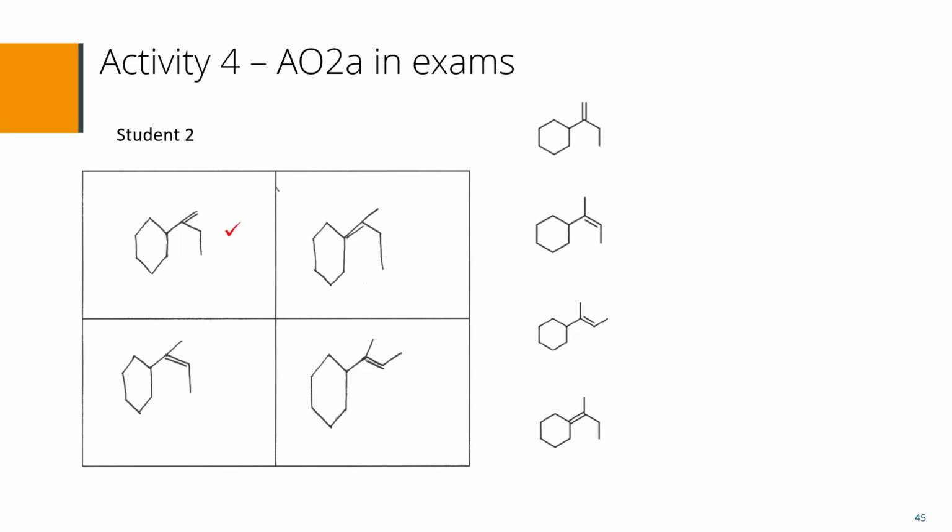Well, that one is correct. That one is correct. Ignore the incorrect bond angles there, as long as the structure is unambiguous, it's fine. That one's correct. And that one's correct. So this candidate scores 4 marks. I just leave you to convince yourself that all of those are in fact correct.